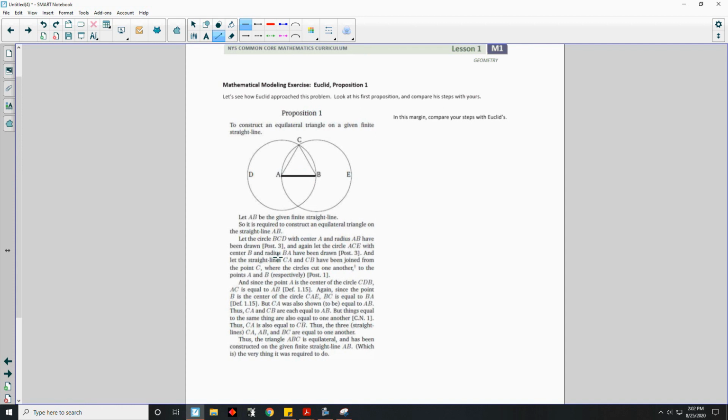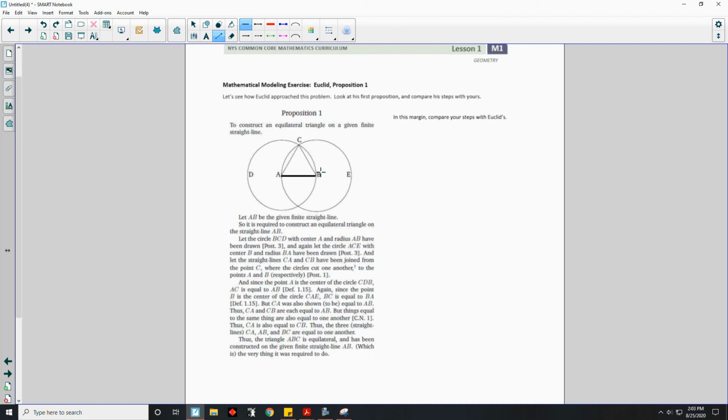And let straight lines CA and CB have been joined from point C, where the circles cut one another, right here, to the points A and B respectively, postulate 1. And since point A is the center of the circle CDB, AC is equal to AB, definition of radius, 1.15.